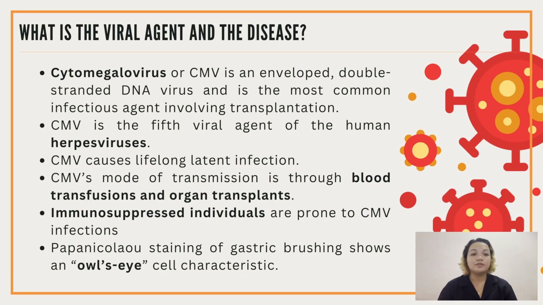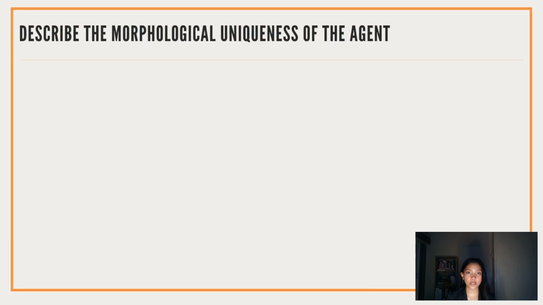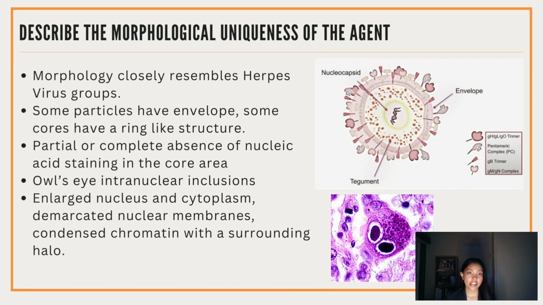Moreover, it is also important to take note that the characteristic owl's eye cell containing large intranuclear inclusions, seen in the Papanicolaou staining of gastric brushing of the patient, is one of the clinical identifications of cytomegalovirus. Moving on, what makes CMV's morphology unique?